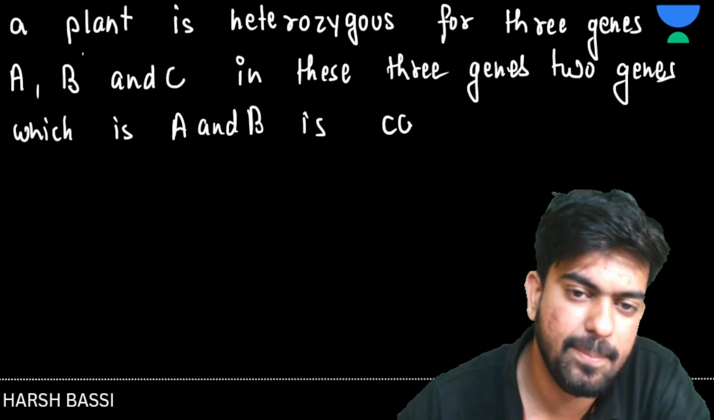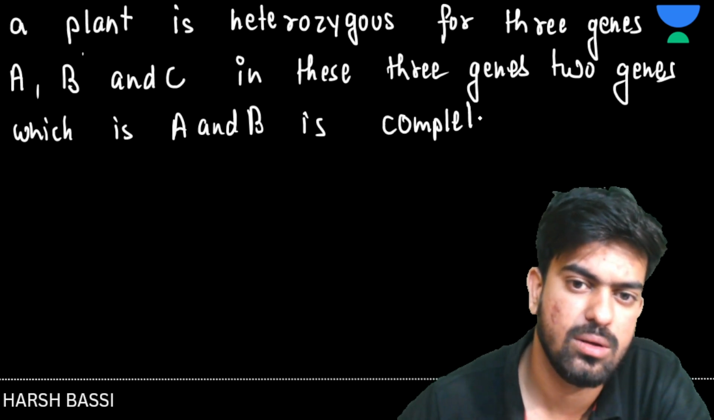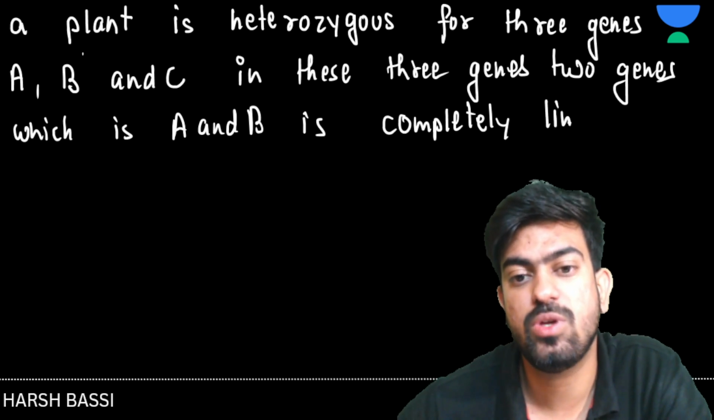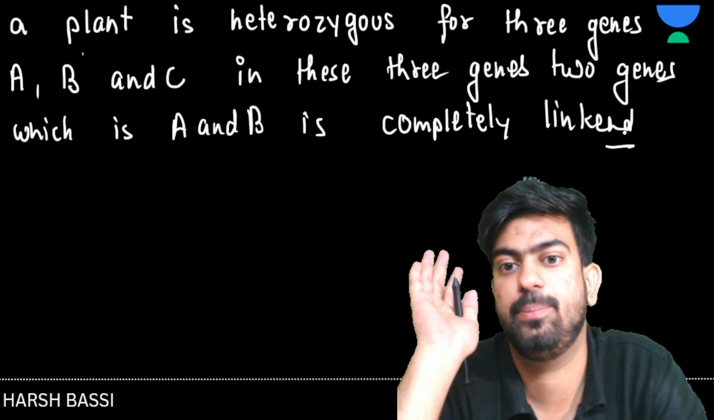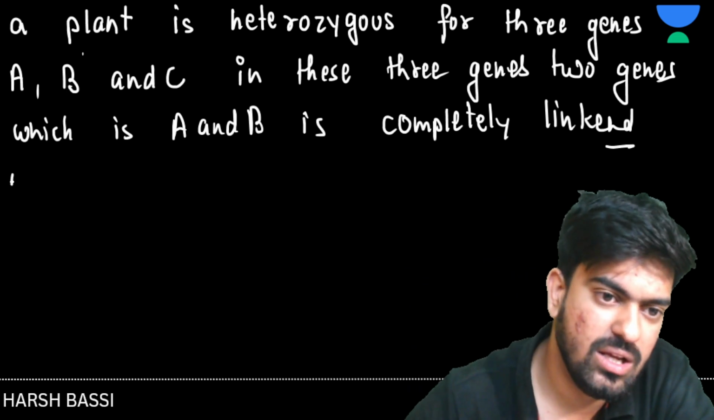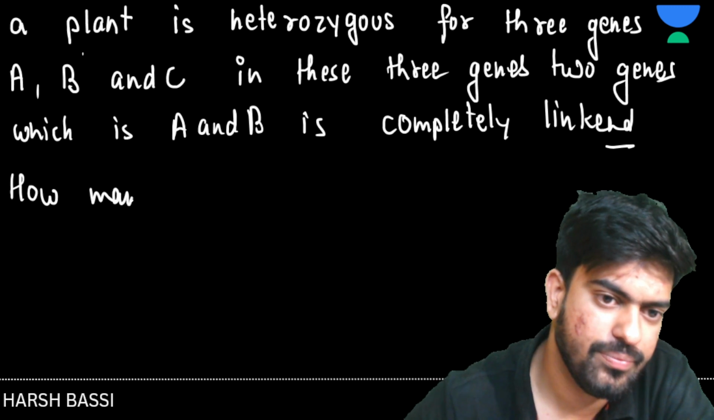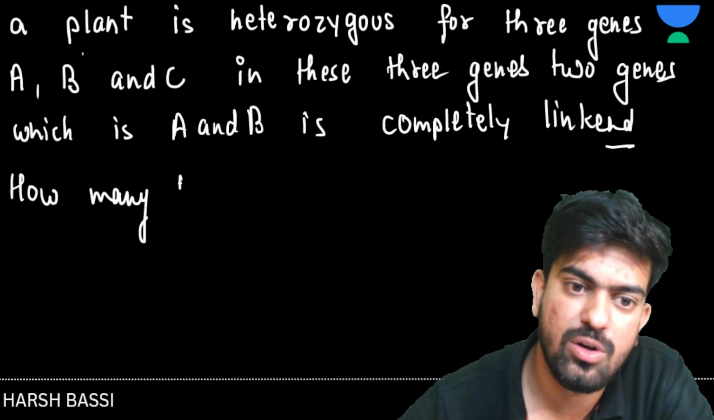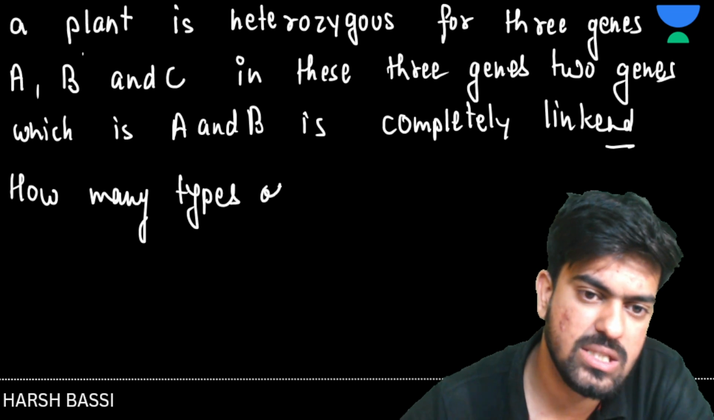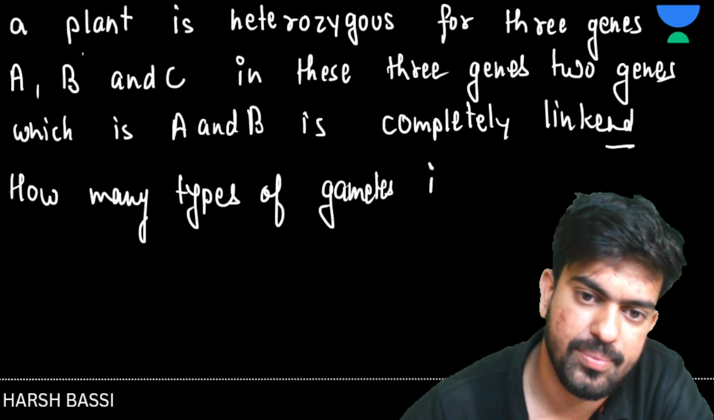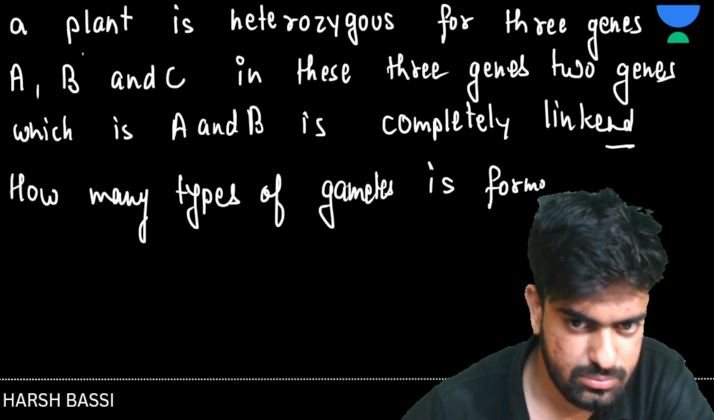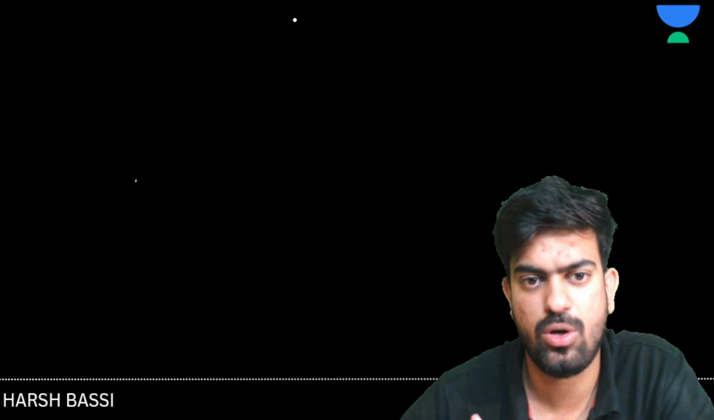Completely linked, which means, sir, what? Whatever gametes they are going to form, A and B will not segregate. Then they are asking how many types of gametes are formed. Now see, we have learned the Forkline method, yes or no? So we are going to follow that only. Nothing new, just we have to take some precautions here.